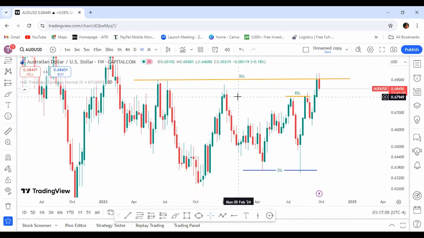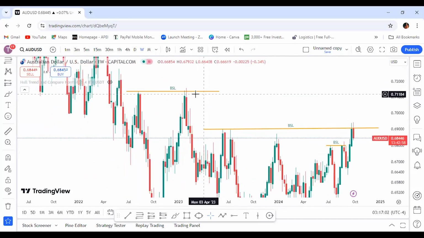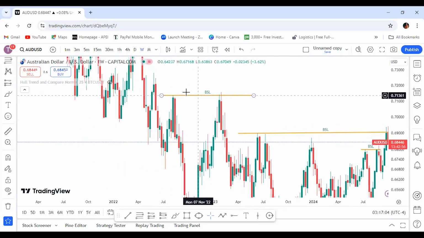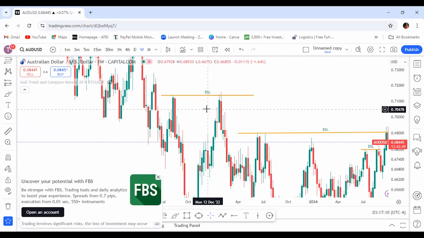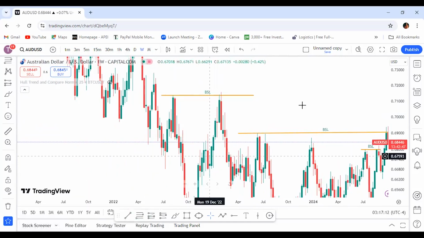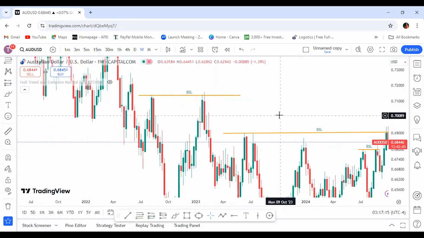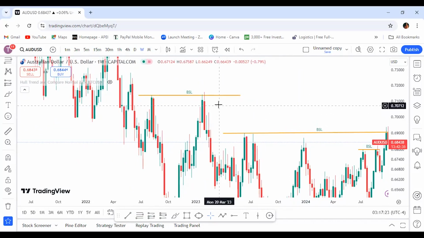One thing you need to consider anytime you see the price taking out liquidities, in this case, is to always look for key points of interest. Even though liquidities are also key points of interest, you want to have a confluence. A confluence is where you have at least two or more reasons why you want to take a sell or why you want to take a buy.